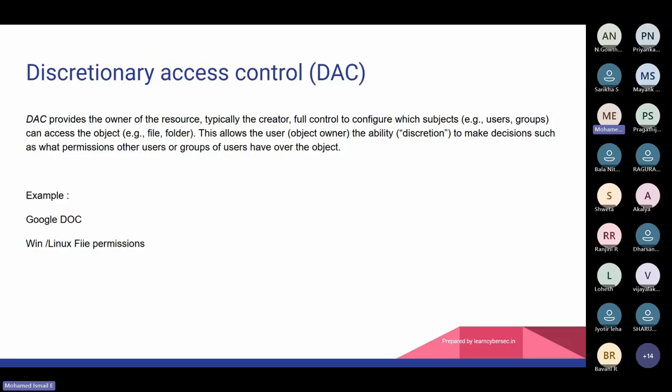In the Linux operating system, when you make a file, you can set a permission for whether other users can access the file or not. This is called DAC. The data owner can set the permission whether others can access or not. That is fully managed by the data owner. You are the data owner when you make a file.